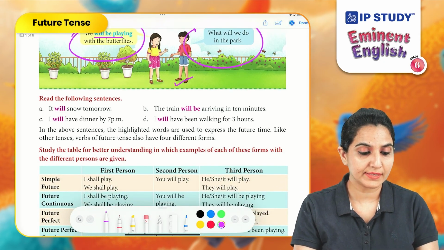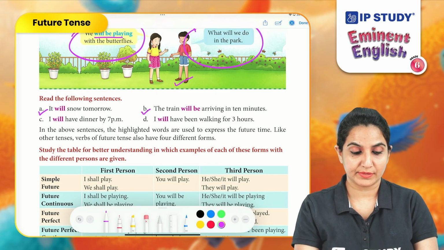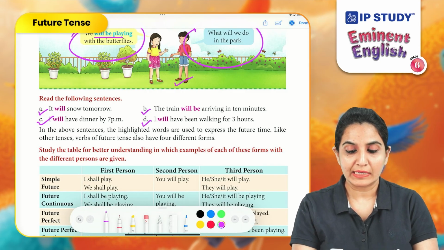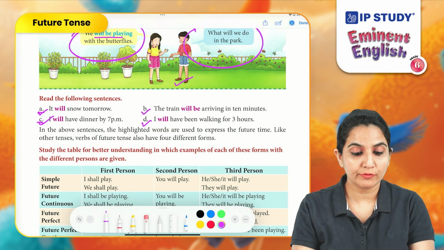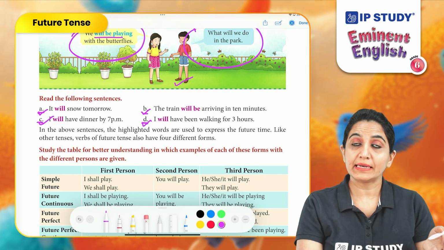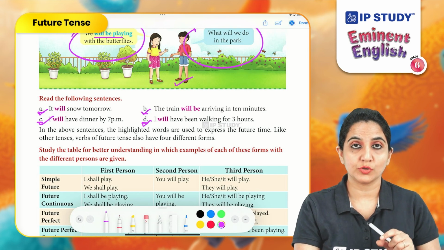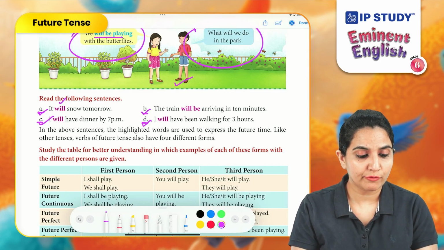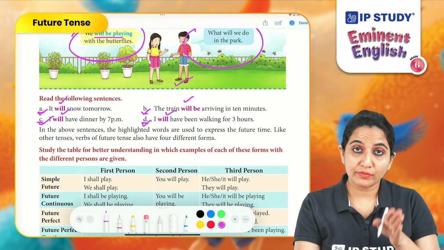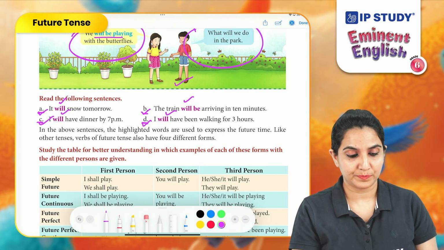Let us read some sentences. It will snow tomorrow. The train will be arriving in 10 minutes. I will have dinner by 7 p.m. I will have been walking for 3 hours. Now all of these 4 sentences are linking to the future. That means the actions that will happen at a later time of the day or at a later time. This is used to express the future time. And we have commonly used will for all of the tense forms. Well, all of these sentences are in different future tense forms. We will discuss all of these in detail.